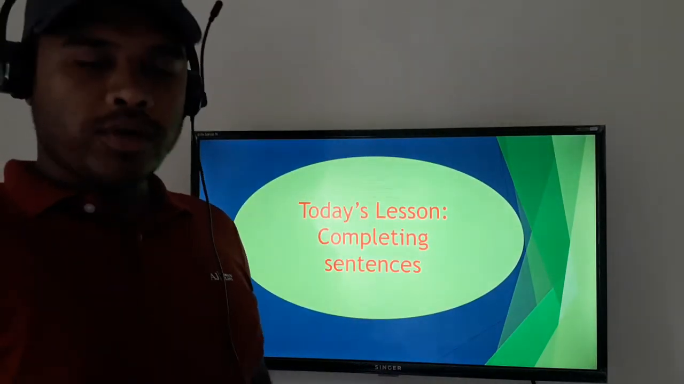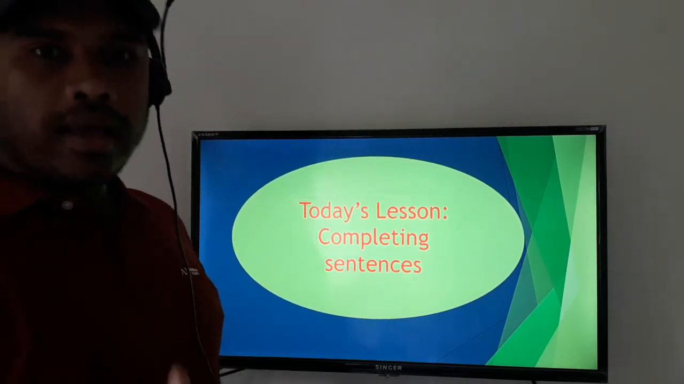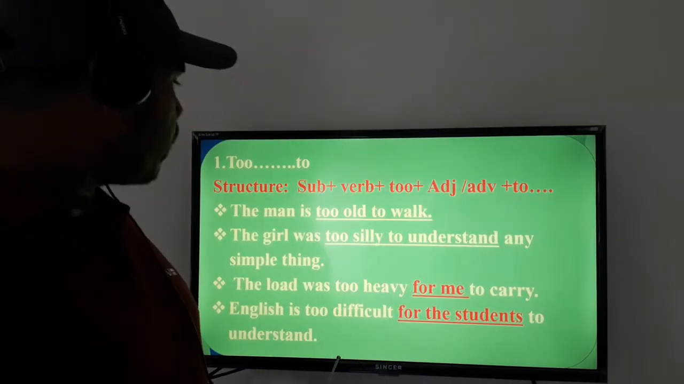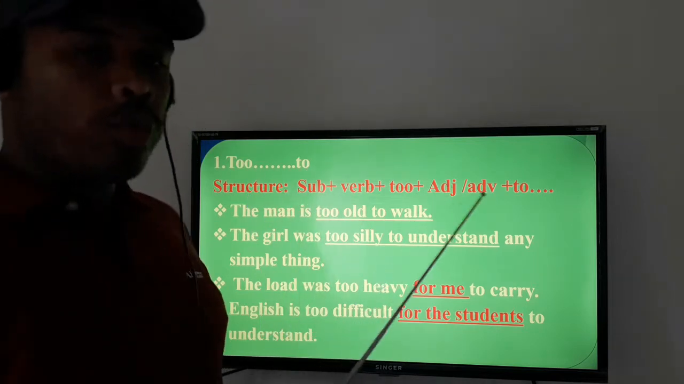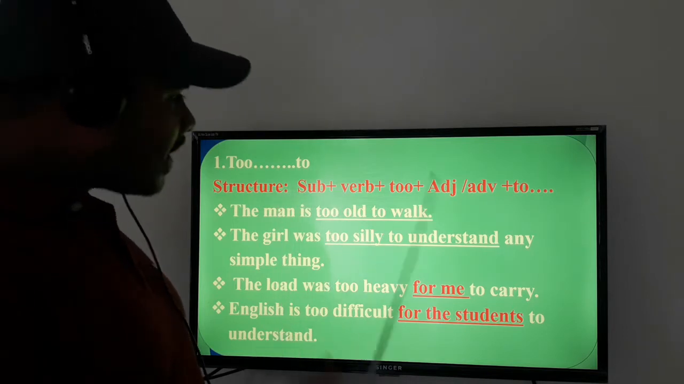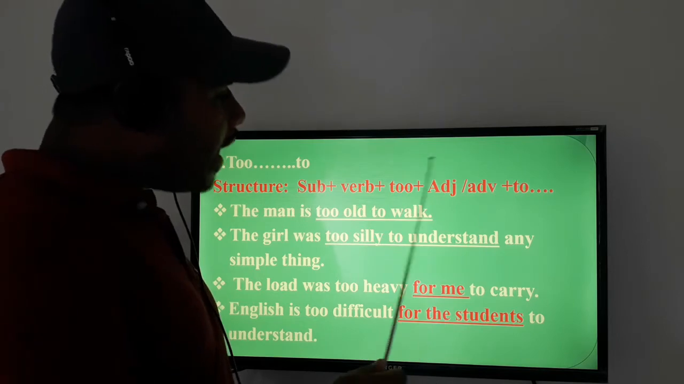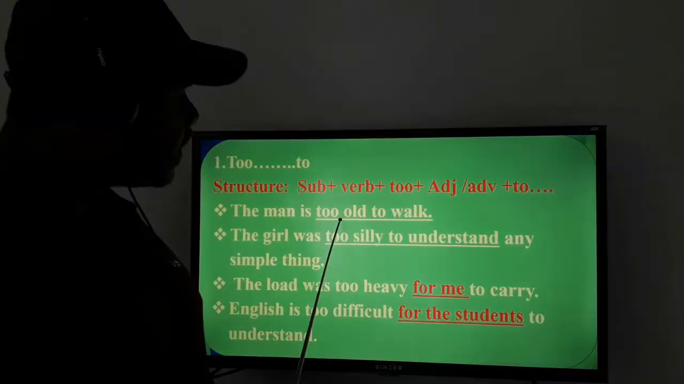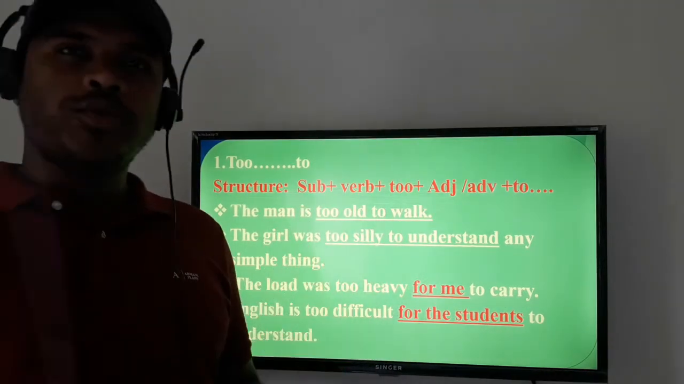So this is very important for you, basically those who are the students of class 9, 10, 11 and 12. All right. So what is the first one? Have a look. The structure is too dot dot to. One is preposition, another is adverb. So what is the structure? There will be subject and verb and then too, and there will be adjective or adverb. Okay. So we see, the man is too old to work. The man is too old to work.